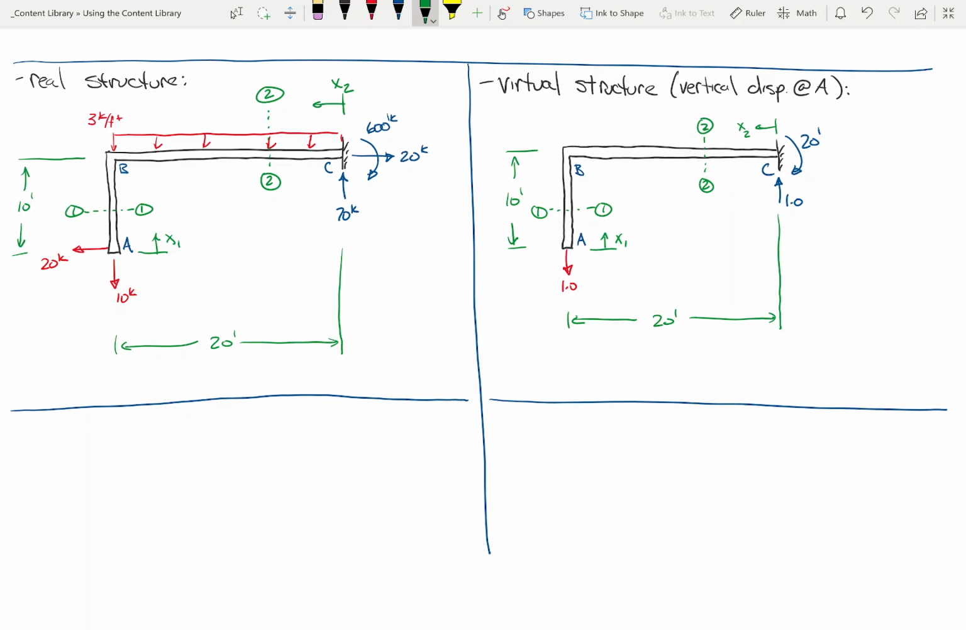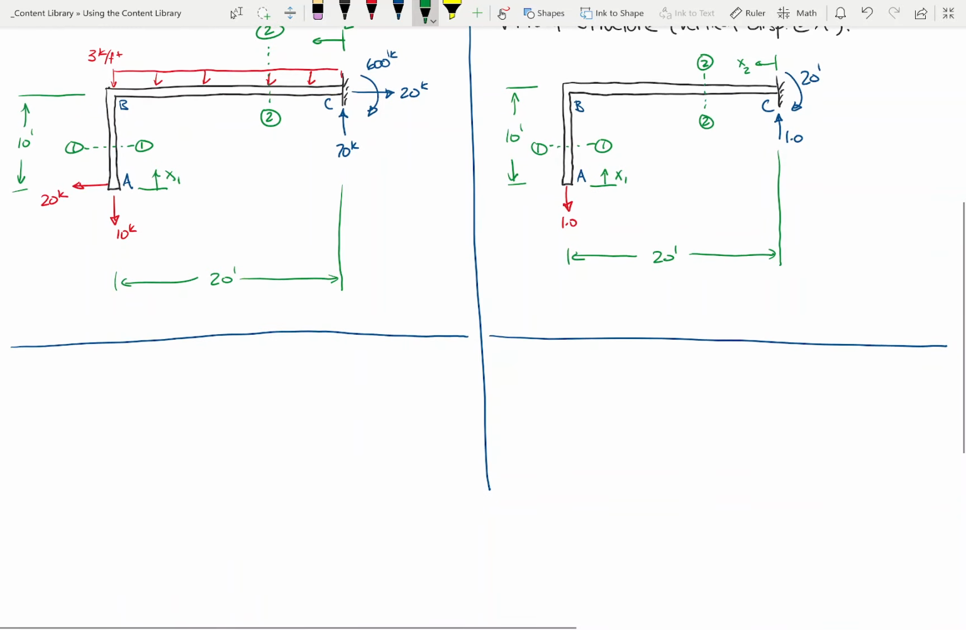So far, so good? Now, I'm going to do something a little different. I'm going to do the virtual structure first. Okay? So, let's do that. Let's do section 1-1. Now, I think it's going to be easiest to cut a section looking down.